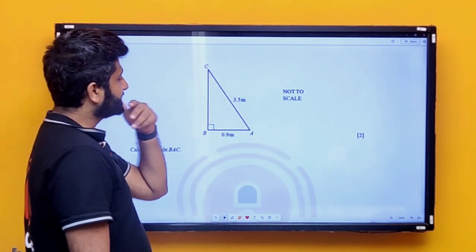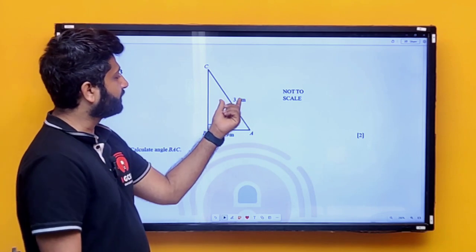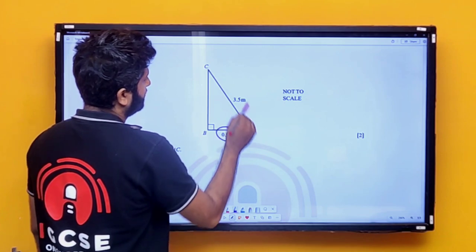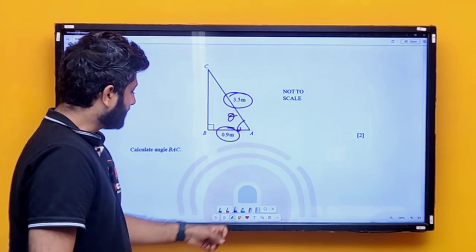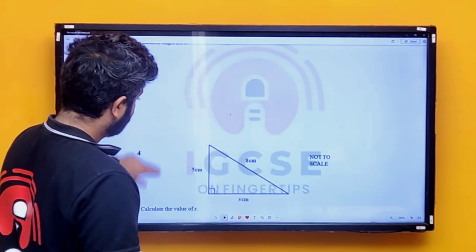Next question, again I am supposed to find angle BAC. I have been given adjacent and I have been given hypotenuse, and I am supposed to find this angle theta. So I think again I can use cos theta, adjacent by hypotenuse.